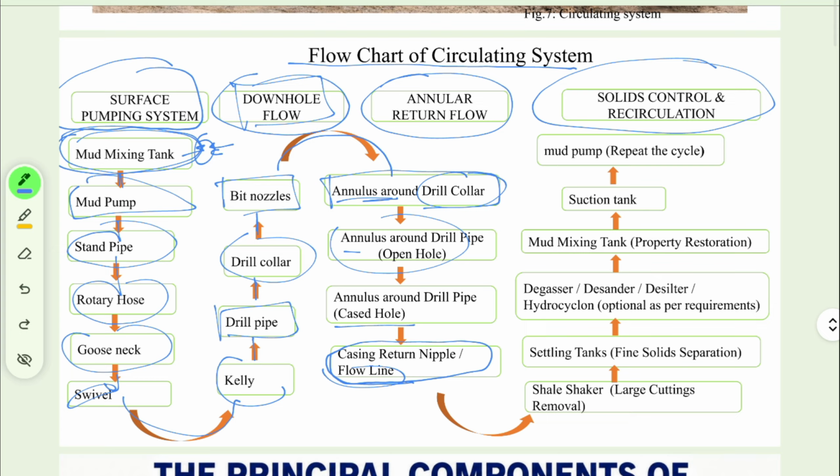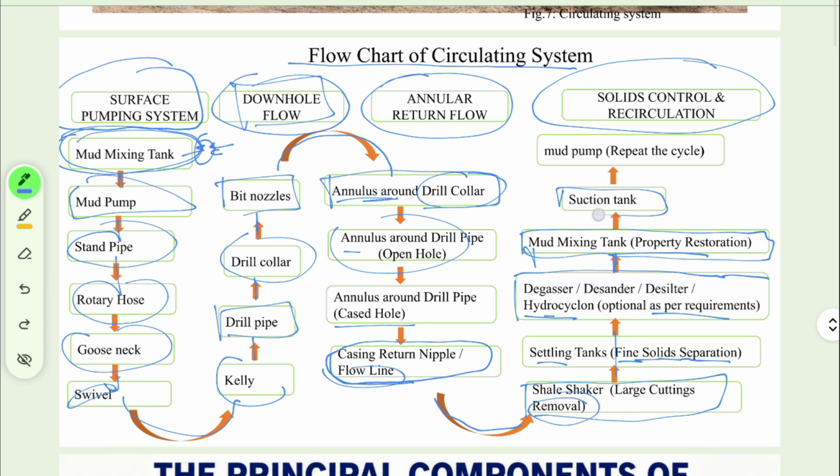lines, we can say. And through the return line, it comes to the shale shaker, where the large cuttings are removed. Then there is a settling tank, where fine solid separation happens. Then there is a desander or desilter, hydrocyclone, which we use as per the requirement. And there is again the mud mixture, right? Property restoration, we will send this thing to the mud mixture. Then the suction tank, then this process repeats.